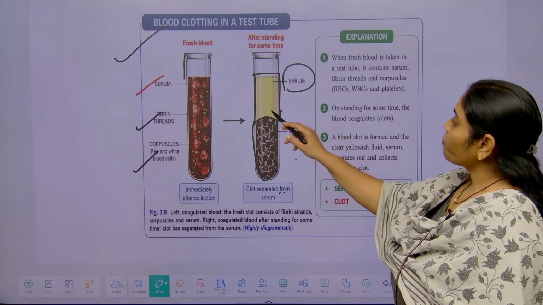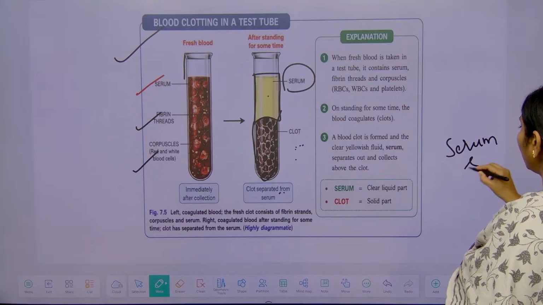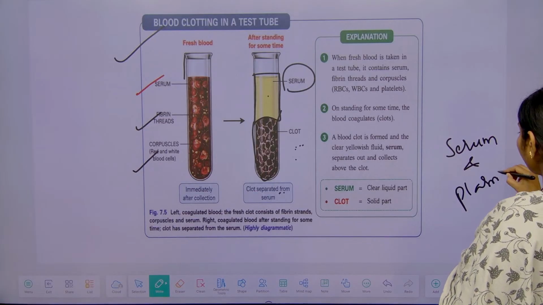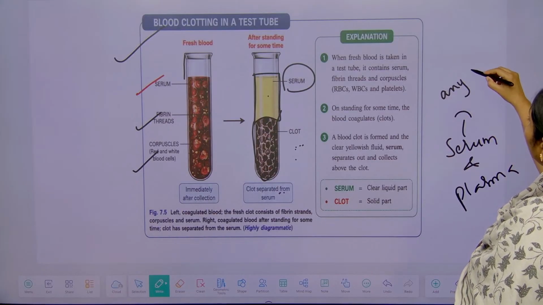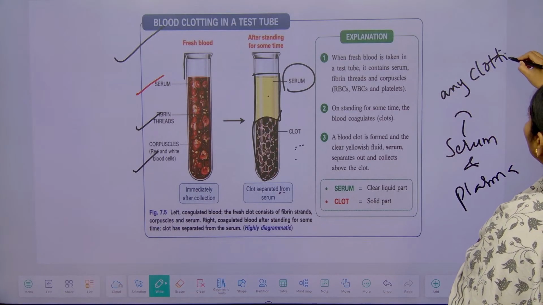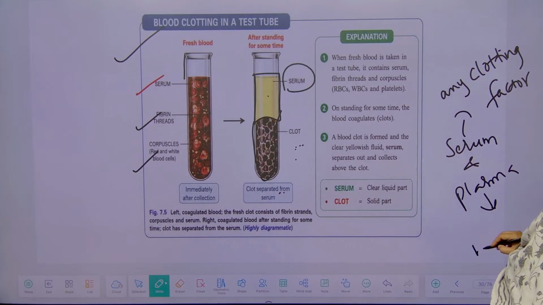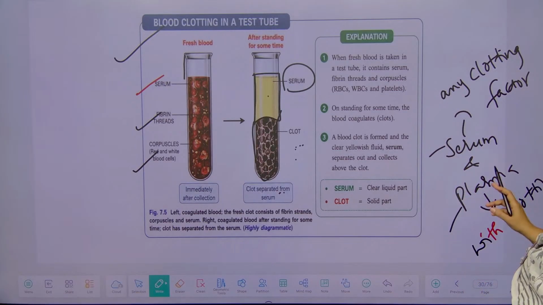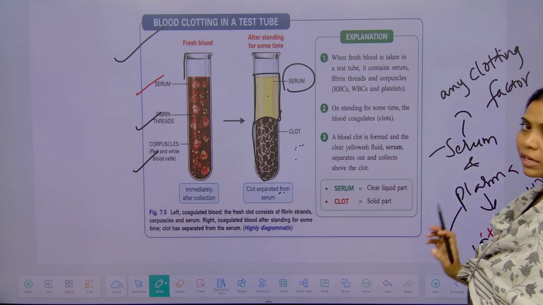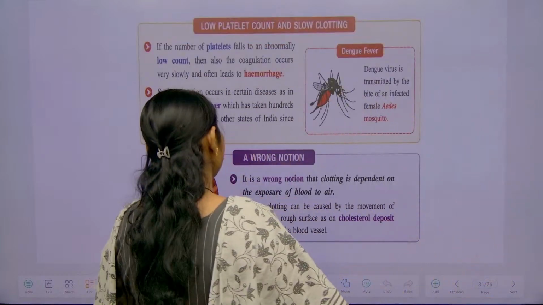Okay. So, what is the difference between serum and plasma? The serum does not have any clotting factors, and plasma has the clotting factors. This is also liquid only, that is also liquid only. The major difference is the clotting factor, that is fibrinogen. The clot is a solid part.